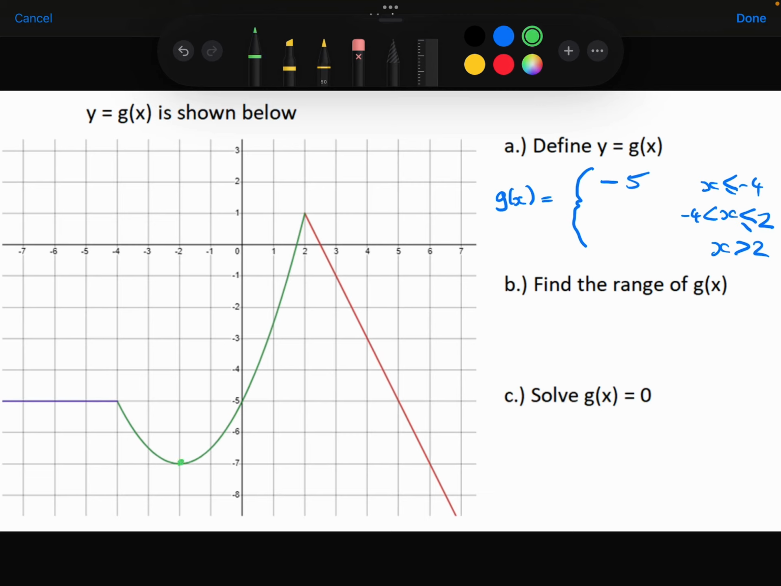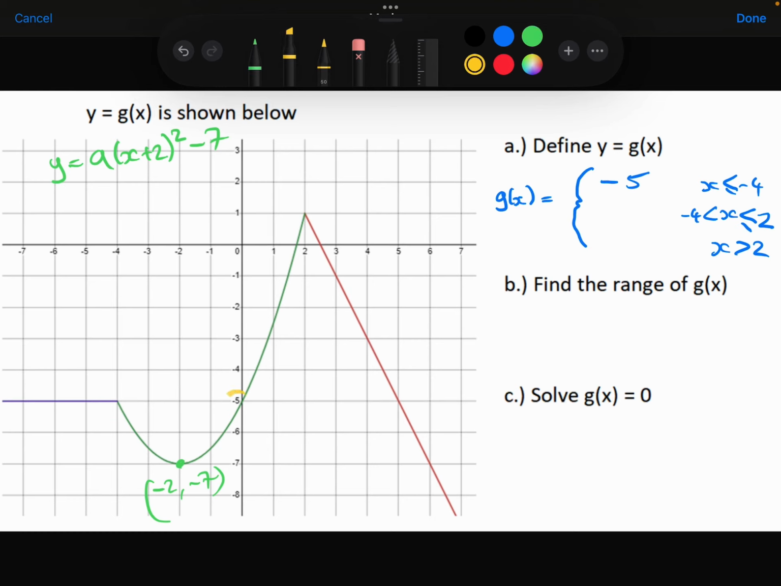I can see we've got a turning point down here at the coordinate minus 2, minus 7. So that's straight away making me think of the square form of a quadratic, a times x plus 2 all squared minus 7. I'm getting this x plus 2 from the minus 2 there, and I'm getting the minus 7 from the minus 7 there. But I do know there might be a number at the front there that I need to work out. So let's check that.